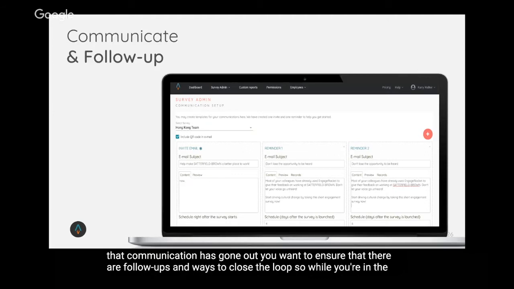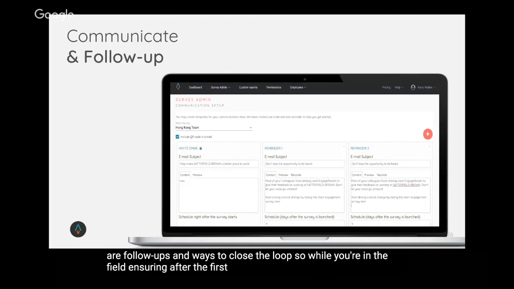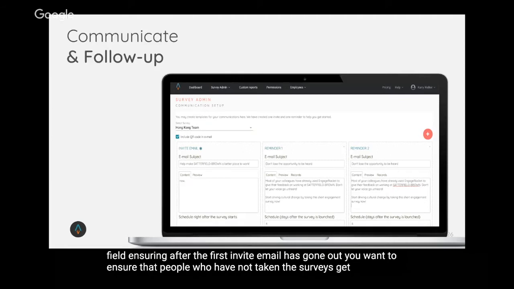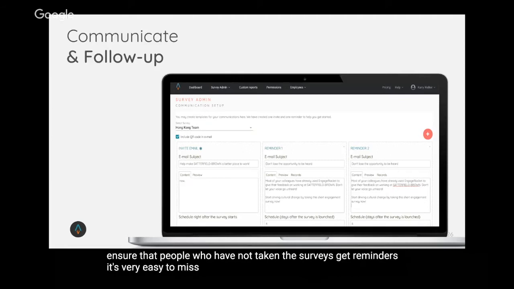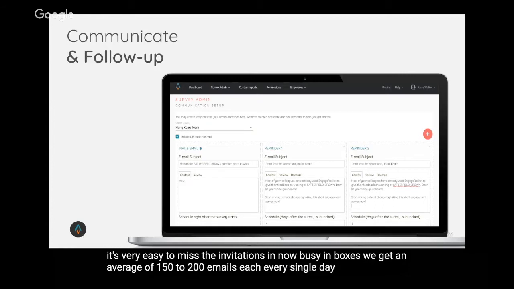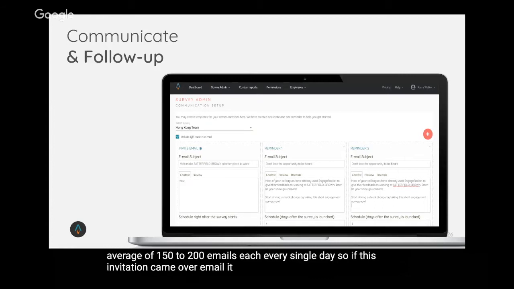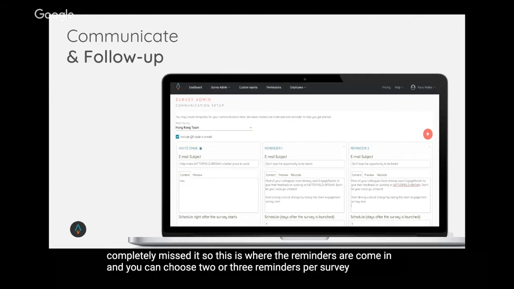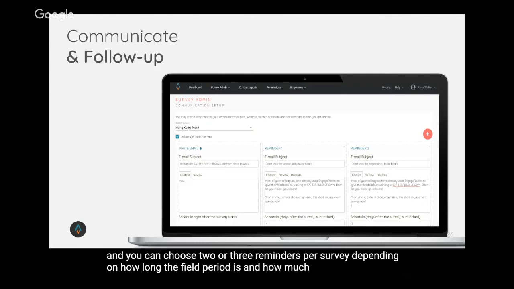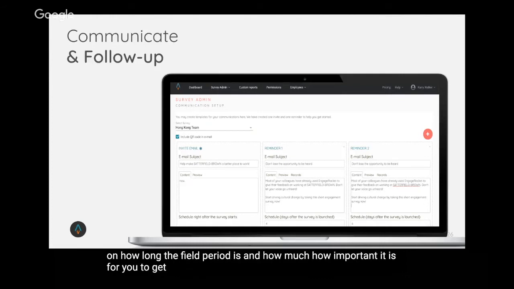So while you're in the field, after the first invite email has gone out, you want to ensure that people who have not taken the surveys get reminders. It's very easy to miss the invitations in our busy inboxes. We get an average of 150 to 200 emails each every single day. So if this invitation came over email, it's possible that the respondent completely missed it. So this is where the reminders come in, and you can choose 2 or 3 reminders per survey, depending on how long the field period is and how important it is for you to get the data back from them.